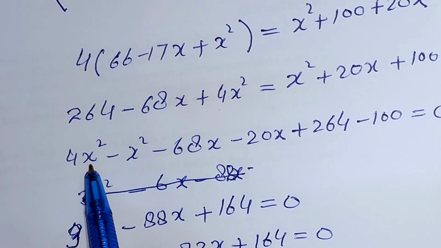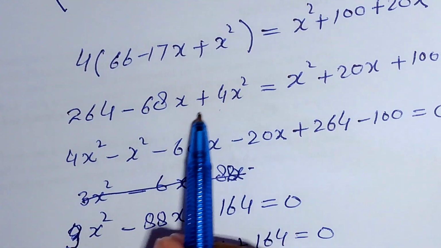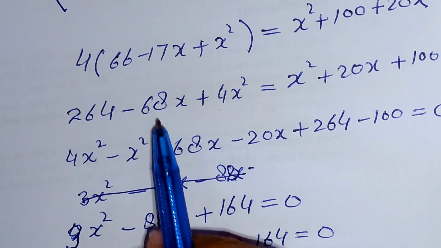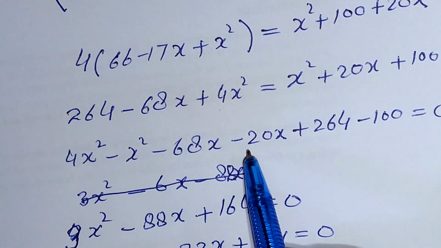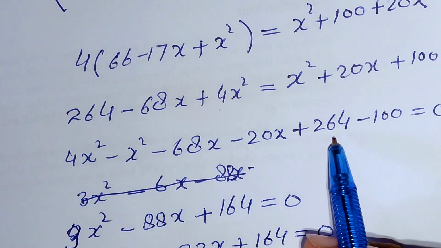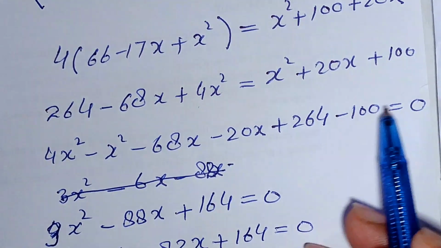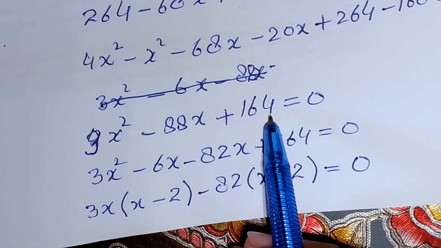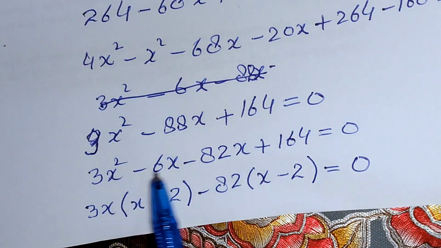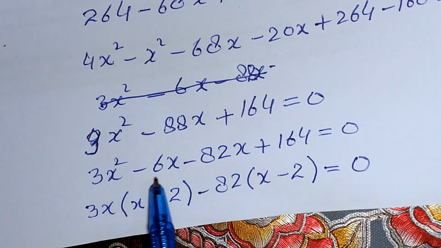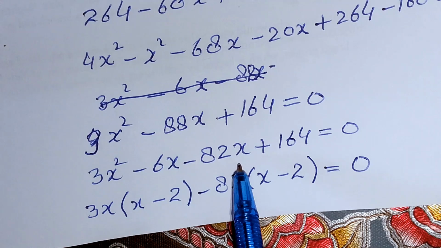Okay, so this value can be taken on this side, so first we will write 4x square minus x square minus 68x minus 20x, this will come on this side and will become minus 20x, so plus 264 minus 100 equals to 0. Okay, 3x square minus 88x plus 164, we have simplified this, so by making its factors minus 6 and minus 82, we can write this 3x square minus 6x minus 82x plus 164 is equal to 0.